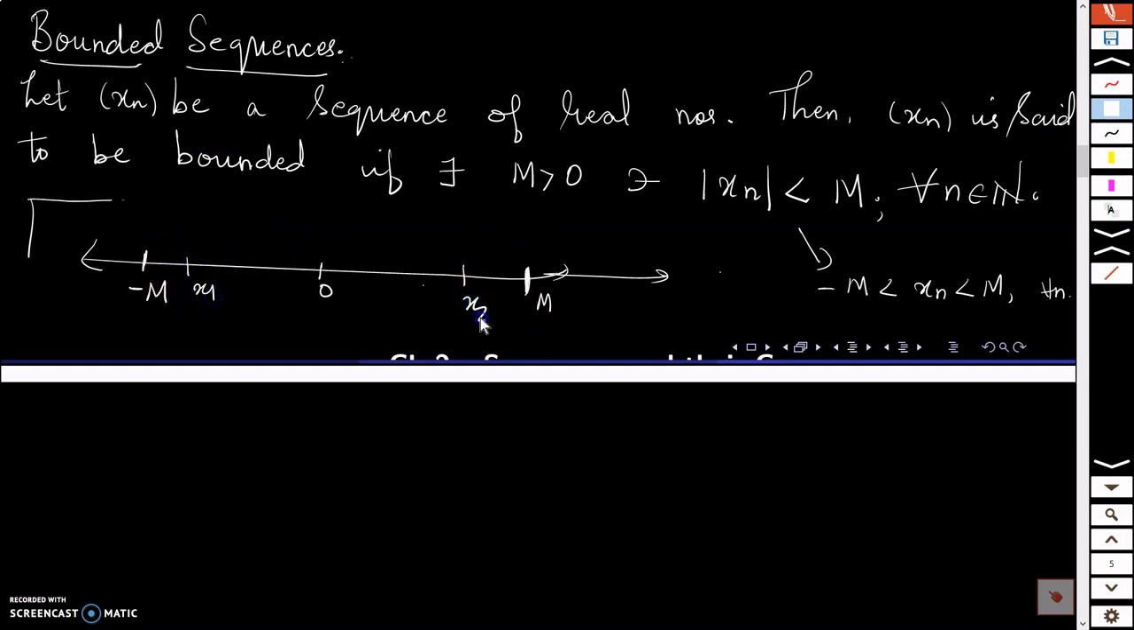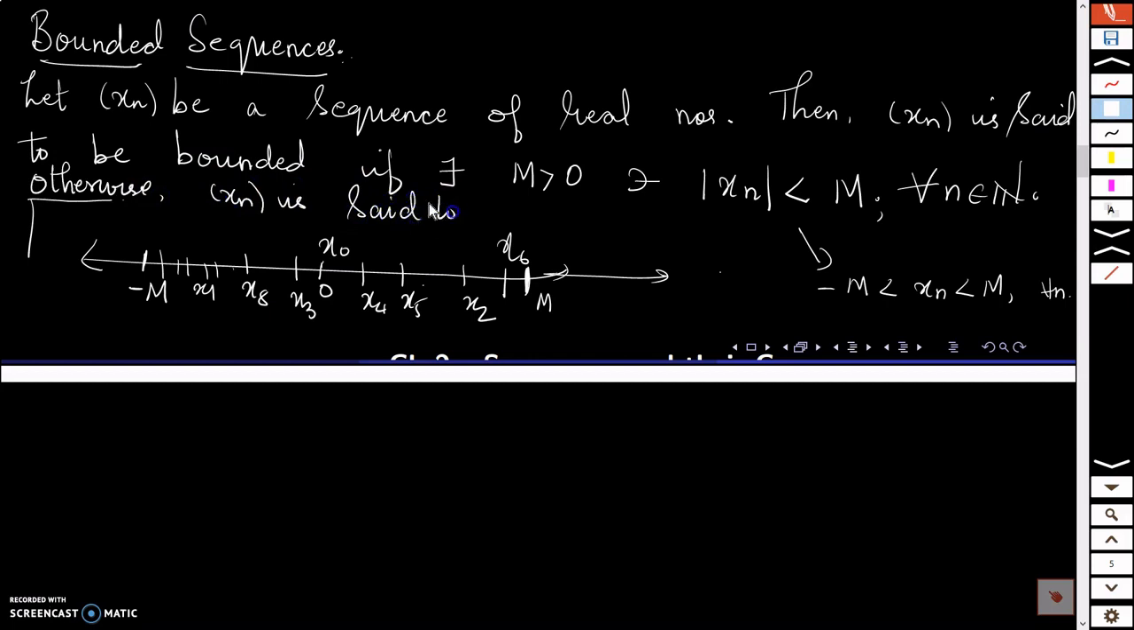So x1 is here, x2, x3, x4, x5 somewhere here, x8, x10 could be 0 also, and so on. That means the terms of the sequence cannot cross the limits m and minus m on both sides. So they are within those bounds m and minus m. Such a sequence is said to be bounded. And if you cannot find such a real number m, then we say that xn is unbounded.